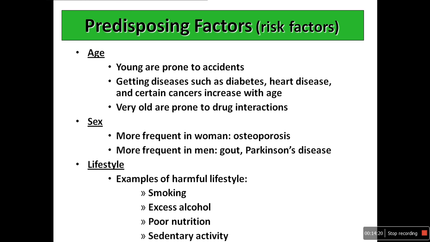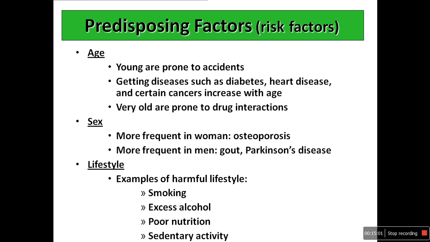Predisposing factors or risk factors. Predisposing means risk. So the predisposing factors or risk factors, we have age. The first risk factor is age. Age plays a major role. Young people are prone to accidents. prone من هم أكثر عرضة to accidents.